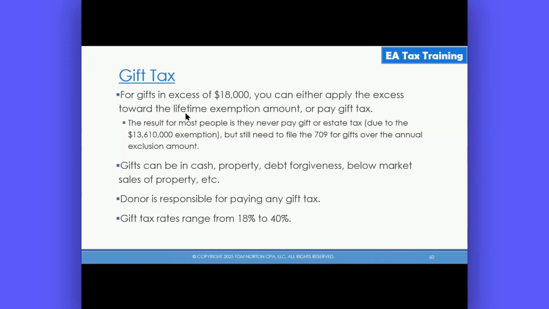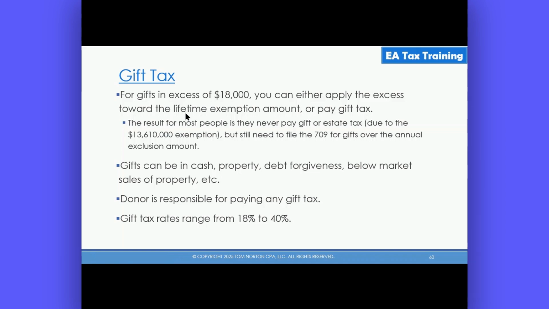So gifts can be pretty simple. They can be in cash, they can be in property, but they could also be in debt forgiveness. You may not think of that as a gift, but if you forgive a personal debt, then that can be considered a gift, and you have to fill out a gift tax return in order to report that.